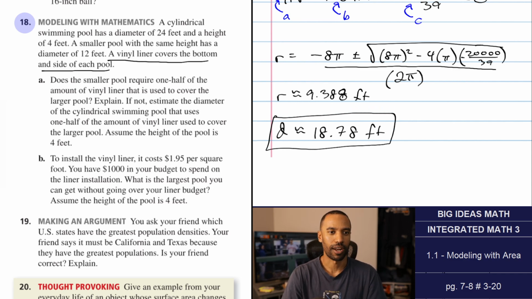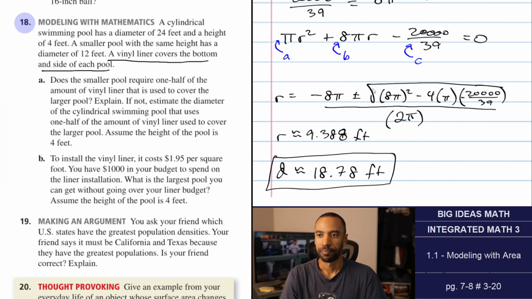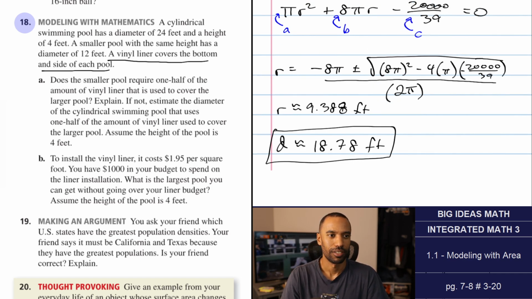We already know it's a 4-foot high pool, so we're just using that part to talk about that. Okay. That is 18. It's just there's more. These problems get longer as we go further.